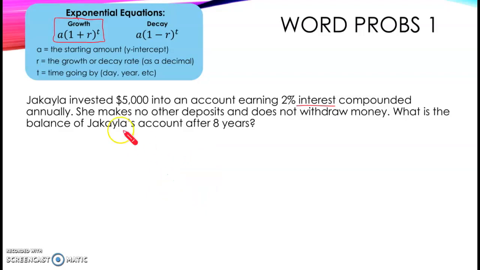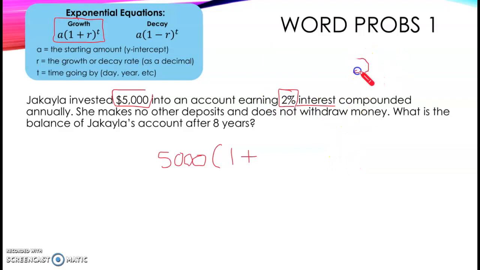Now, let's find the other values. The starting amount for A, how much does she start with? She starts with $5,000. So we're going to write that down for A, and then do the 1 plus next. And then it says R is our growth rate written as a decimal. So what is that growth rate? I can see that the rate is 2%. Basically, the percentage is going to be your rate, but you have to convert it to a decimal.